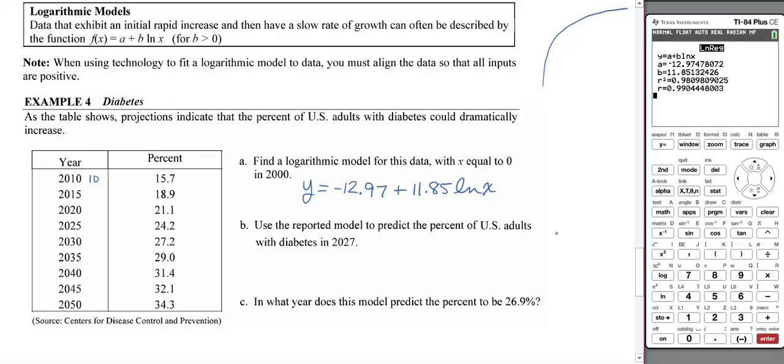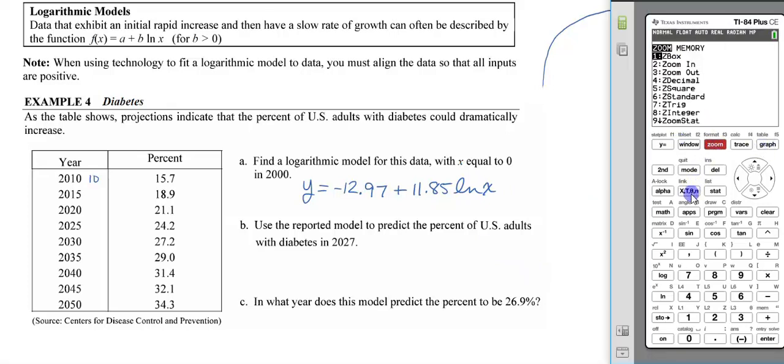Use the reported model to predict the percent of U.S. adults with diabetes in 2027. So we could do this in several ways. We could type this into our calculator and put natural log of 27 in it. Since I stored it in our graph, I could do a zoom stat. And 27 is within the data that is already graphed.